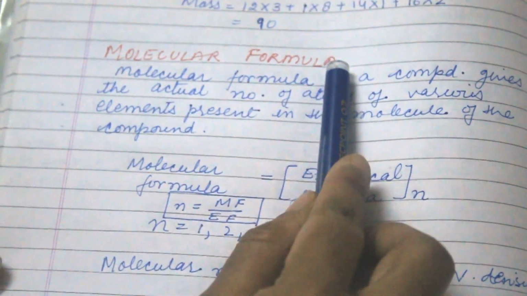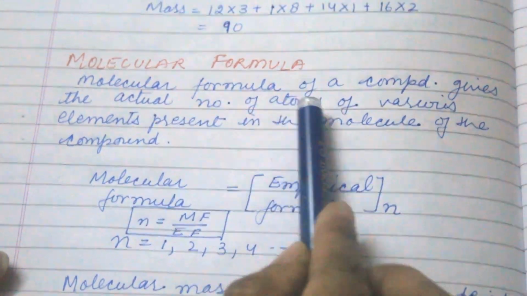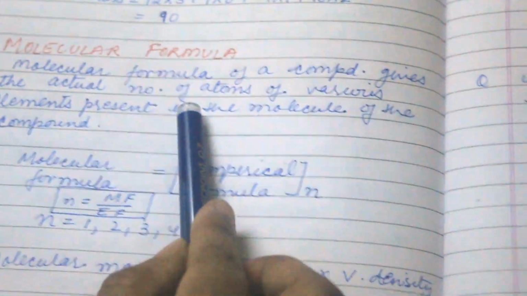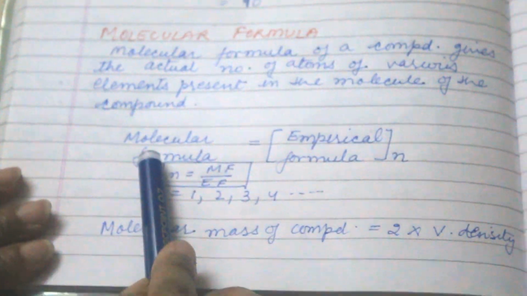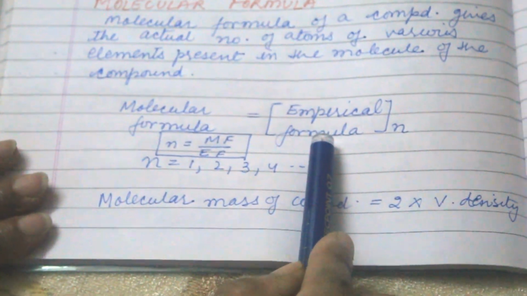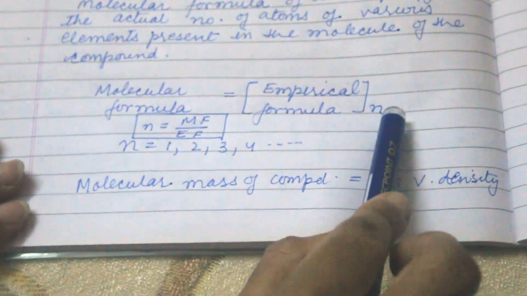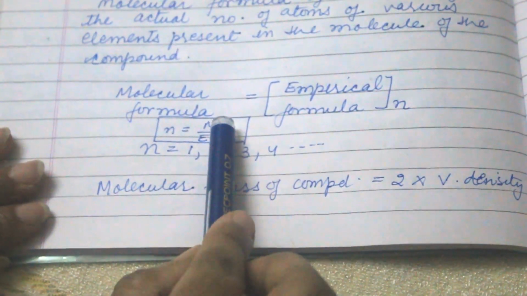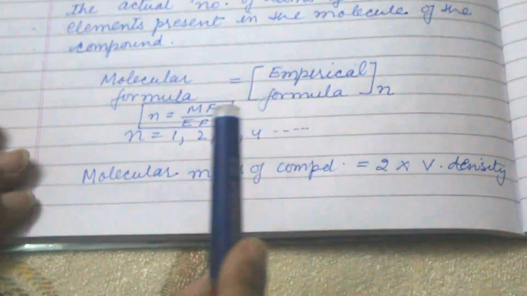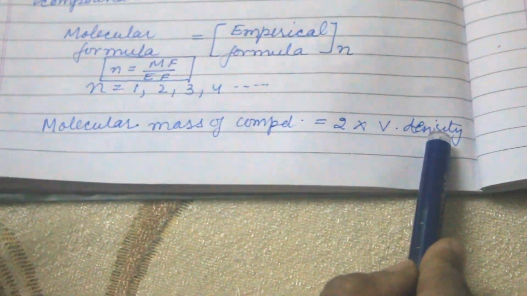Now come to the molecular formula. The molecular formula of a compound gives the actual number of atoms of the various elements present in the molecule of the compound. So the molecular formula is equal to n times the empirical formula, where n may be 1, 2, 3. n is equal to molecular mass upon empirical mass. The molecular mass of a compound is equal to 2 into vapor density.